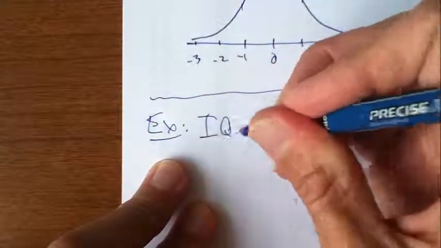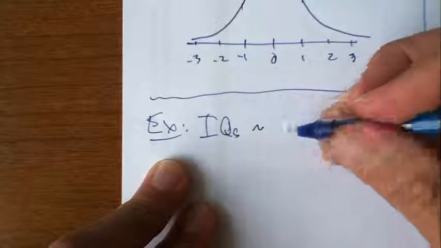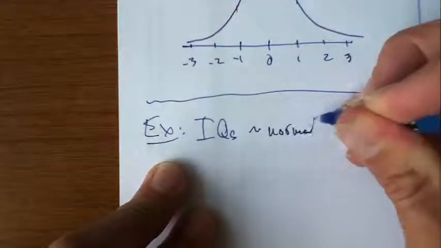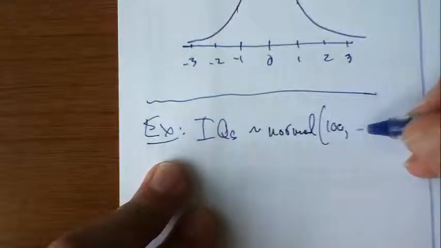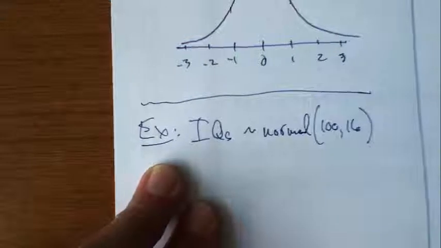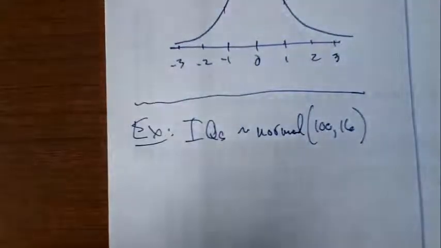IQs are distributed, this is a fact, approximately normal with mean 100 and standard deviation 16. So if you say, "Hey Ma, I got 100 on my IQ test," oh great, good job. Okay, you're average.